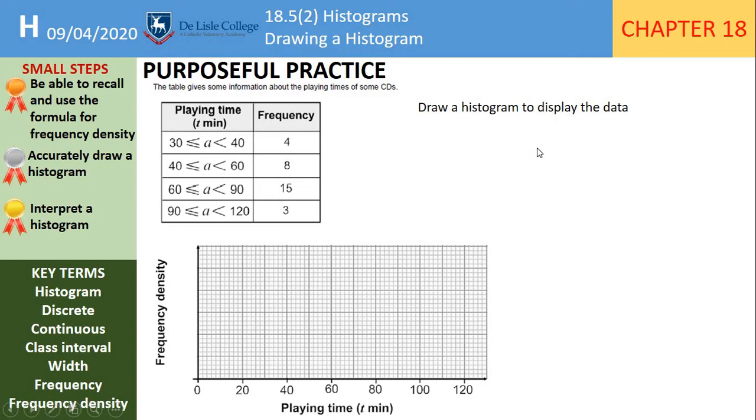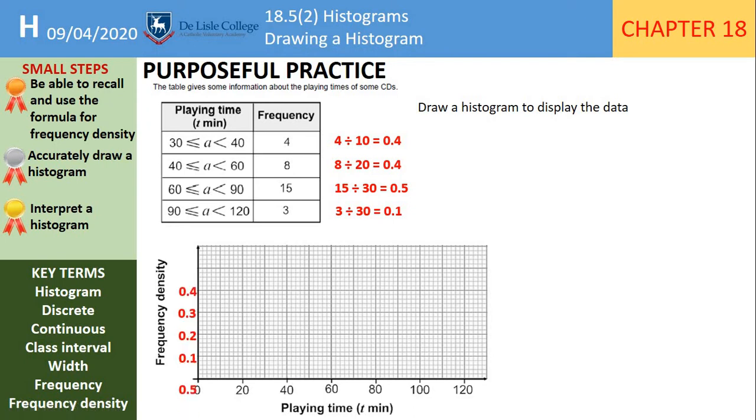So to work this out, we need to work out the frequency densities to start with. So for the first one, you should have 4 divided by 10 to give you a frequency density of 0.4. For the second one, 8 divided by 20, also to give a frequency density of 0.4. 15 divided by 30 to get a frequency density of 0.5. And 3 divided by 30 to give a frequency density of 0.1. So the width of the bar should have gone from 30 to 40. So 30 to 40 and have a height of 0.4.